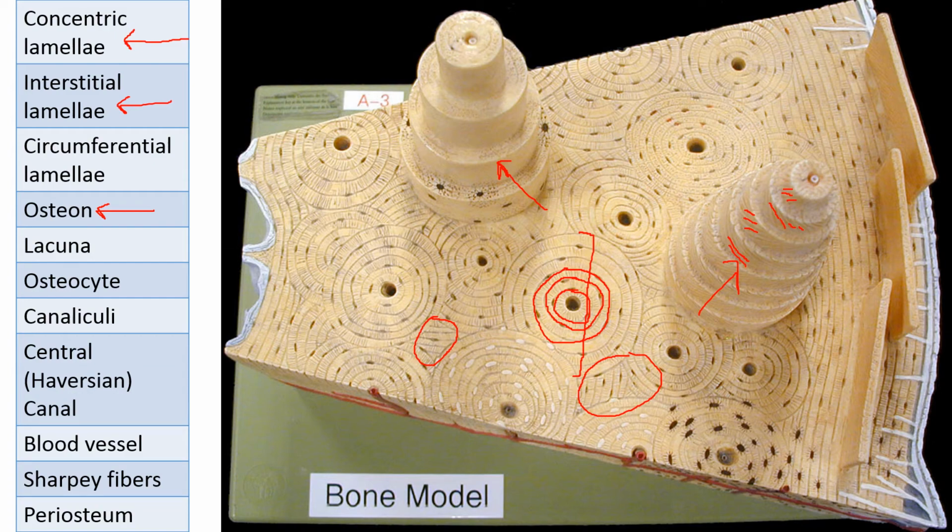And then we have these lamellae that basically go all the way around the compact bone. These are the circumferential lamellae because they go around the circumference of the bone.